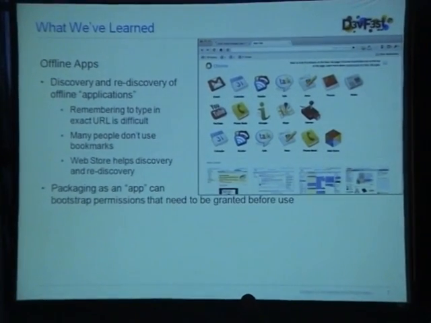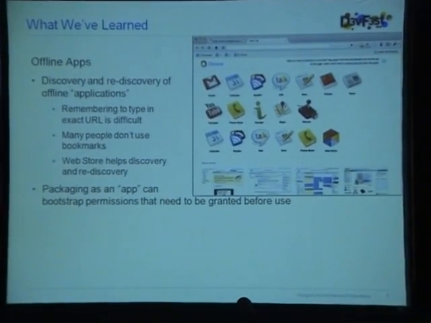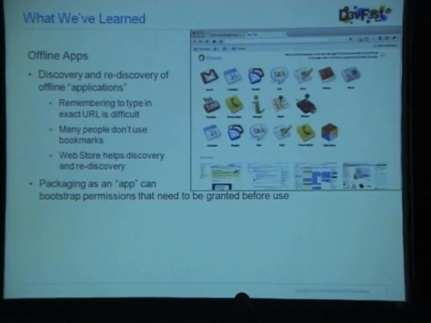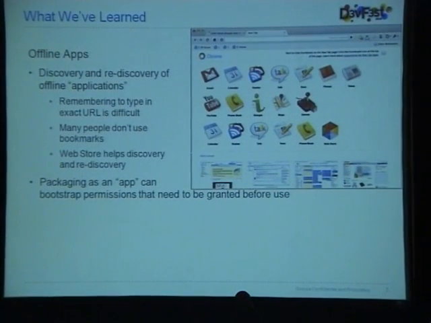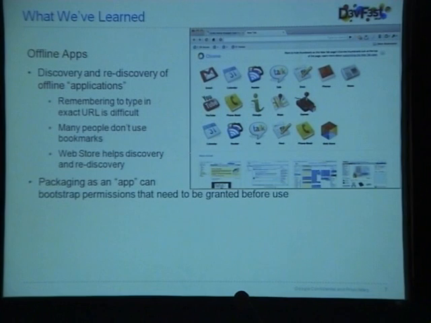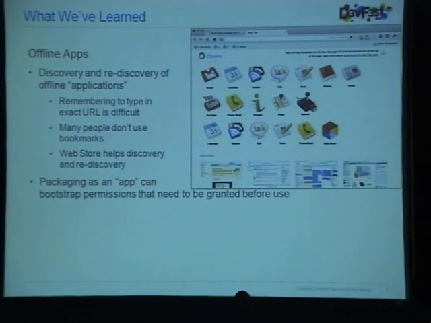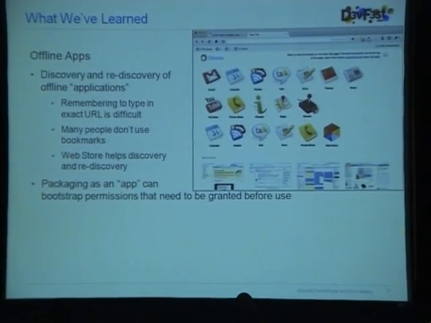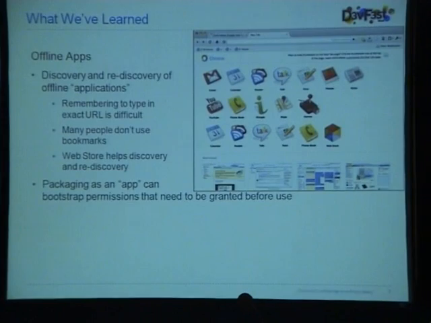So I want to talk about a few lessons that we've learned over the past year, some problem areas. One of the things is offline apps. We've been doing this for years. You'd think that by now we would have this problem solved. But the reality is that there are still a number of challenges that face successful deployment of offline applications. The first is that it's hard to discover these applications. It's hard to find that this application can be used offline. But secondly, it's hard to rediscover them. Once you find an offline application, how do you know how to get back to it? How to launch it again?